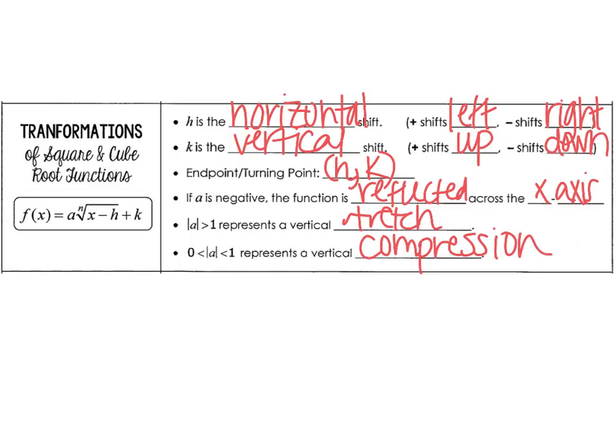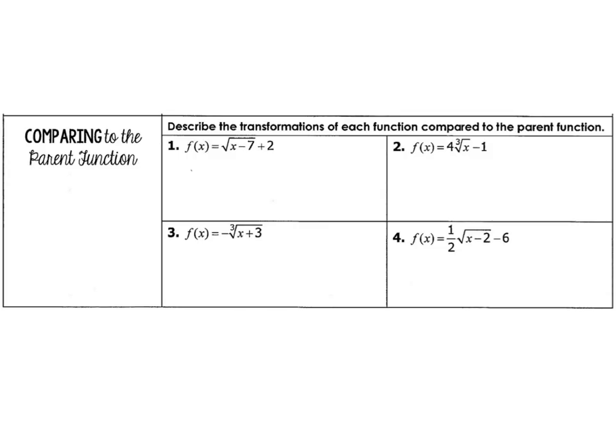All right, so let's do a couple examples and see how these different cube root and square root functions compare to their parent function. Number 1, we're looking at this square root function here. We know it's a square root function because there's no index. This -7 is our h, so this tells us that our graph is going to go to the right 7. The +2 on the outside is our k, and that tells us it's going to go up 2.